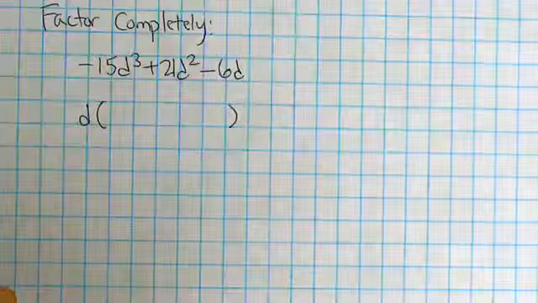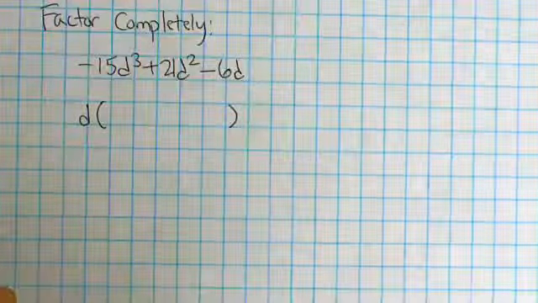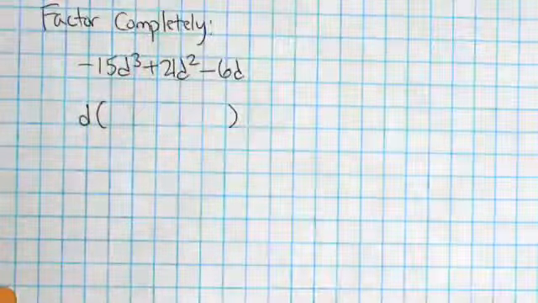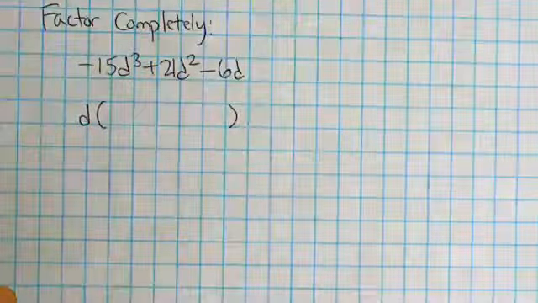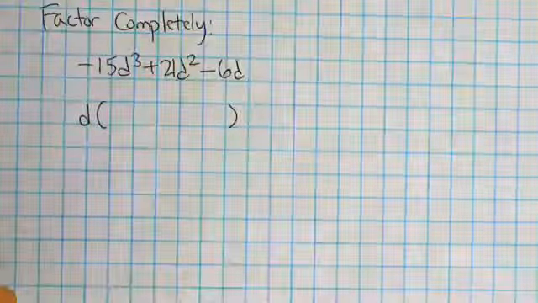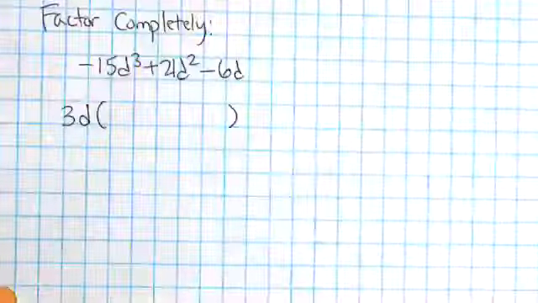After that, we then need to look at the numbers, the coefficients that are attached to our d to the third, d to the second, and d, and see if they share anything. All three of these numbers, -15, 21, and -6, are divisible by a 3. So I can go ahead and pull a 3 out of there.